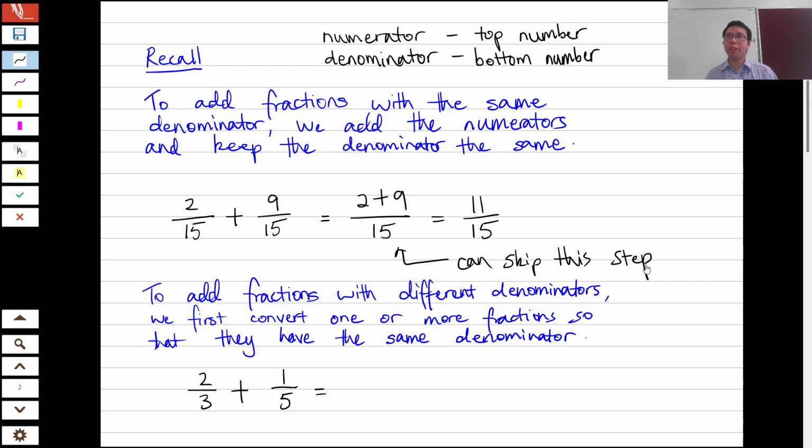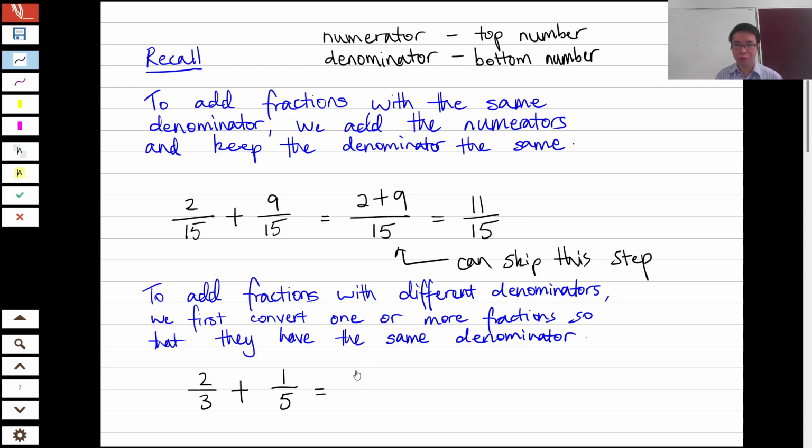However, if the denominators are different, then it creates more work for us, because our first step involves converting one or more of the fractions into an equivalent fraction so that the denominators are the same, and then we can add them in the same manner that we did here. So you'll notice the numbers 3 and 5 are not the same, and I can't multiply 3 by some number to get up to 5. So I'm going to have to convert both fractions. I'm looking for a number that is divisible by both 3 and 5, and I want that number to be as small as possible. And that number is 15.